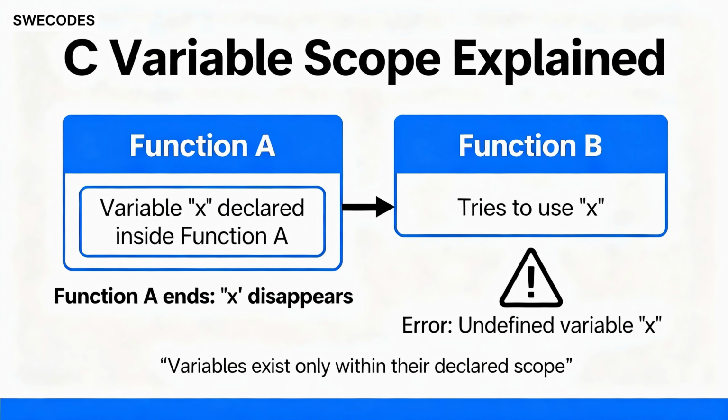Ever wondered why your variable just disappears the moment your function ends? Or why C throws that undefined variable error even when you just declared it somewhere else? We'll cut through the confusion. And by the end of this lesson, you'll understand exactly how C decides where and when your variables actually exist.